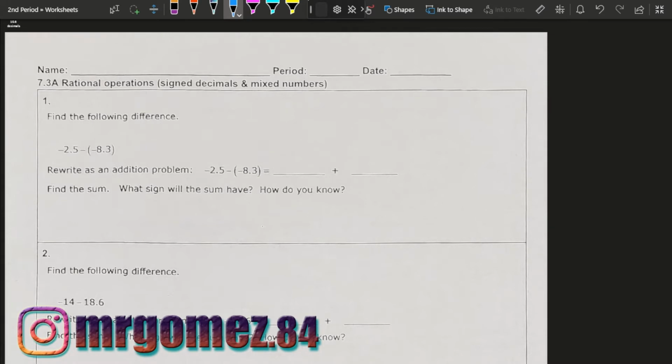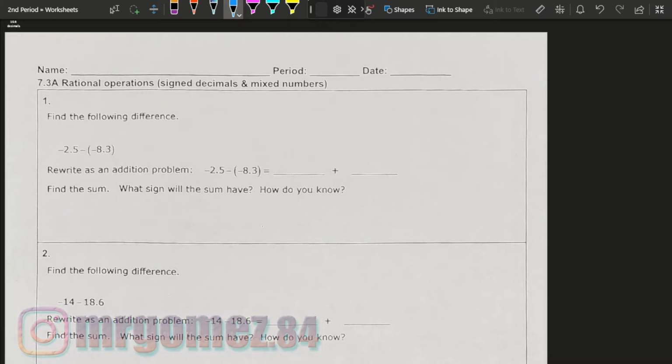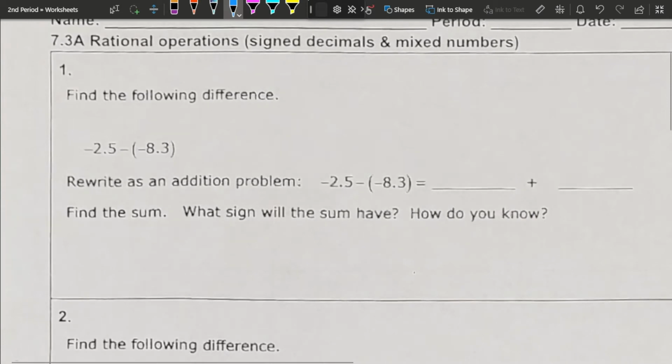Today I'm going to show you a fast way to subtract rational numbers. In this case, we're actually dealing with decimals, which is not a big deal. What I want to talk about today is actually kind of like a rule.